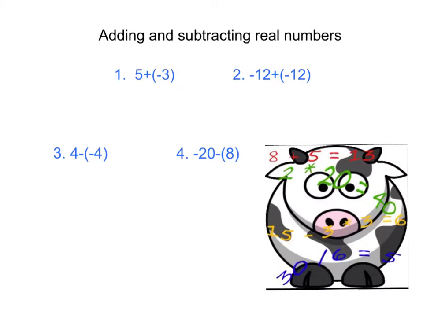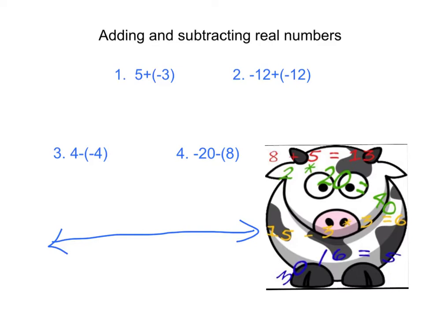Alright, we're going to start by adding and subtracting real numbers. When we add and subtract real numbers, first of all, we're going to think of a number line. The easiest thing that you can do is draw yourself a number line for every problem. I'm going to just show you an example of a couple of them here, but I'm not going to do it for every single one.